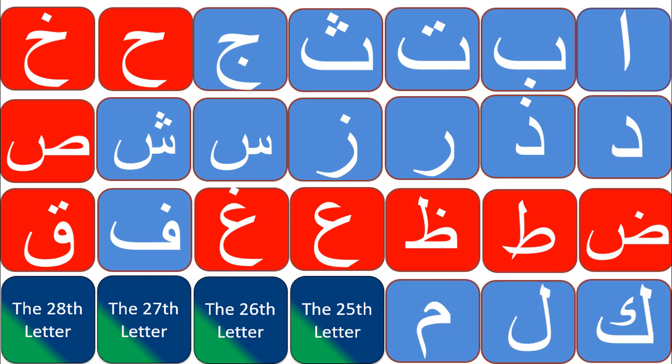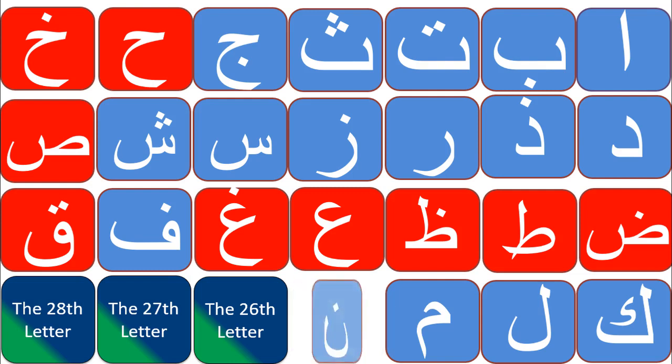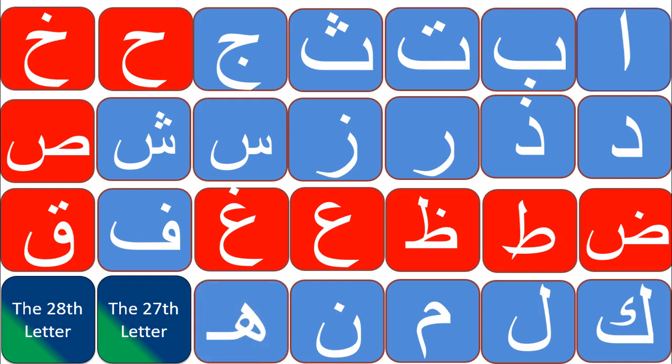The 24th letter is called Meem. The sound is M, and the equivalent is the letter M in English, like in the word mind. The 25th letter is Noon. It's called Noon. The sound is N, and the equivalent is the letter N in English, like in the word null or normal.